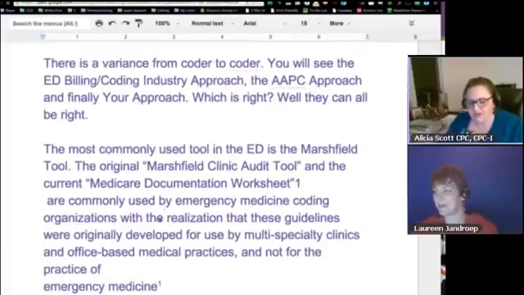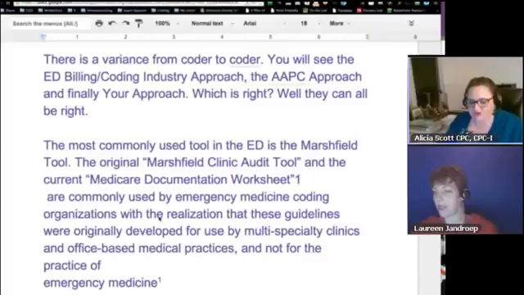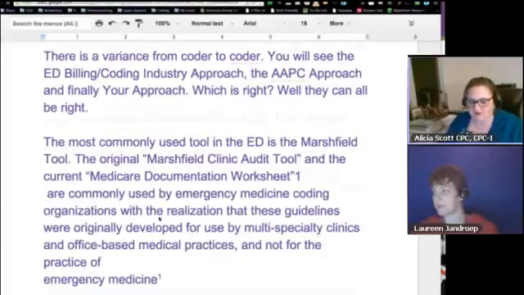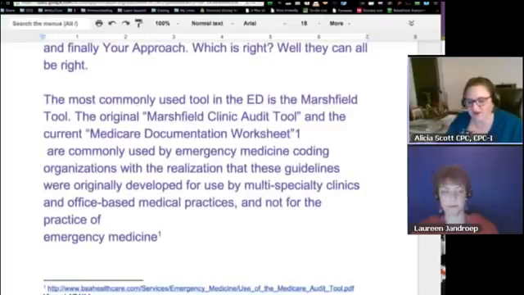So he kind of made a joke that the Marshfield Clinic audit tool is what everybody uses in the emergency room, but he said, if they're such great coders, then how come they're looking for a coding director or something like that, which was kind of funny. Different organizations use this, but it was developed for multi-specialty clinics and office-based medical practices, not for emergency medicine. That's the problem, because it's not a catch-all for everybody.